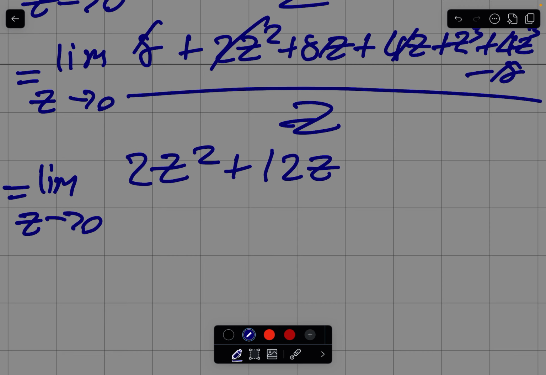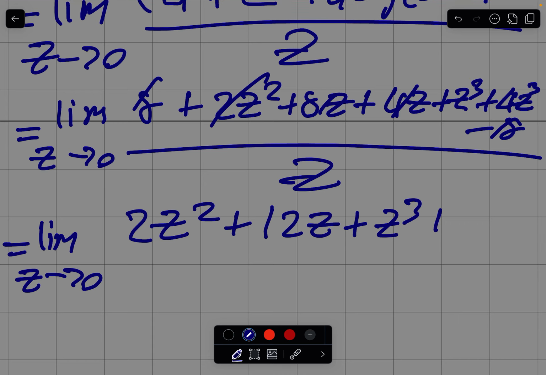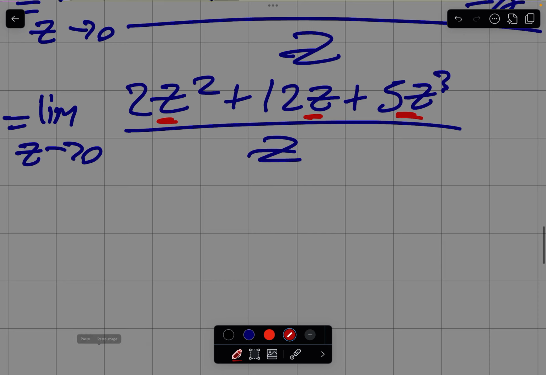You are done with this one, and this one, and this one. You are remaining with 2 z cubed and z cubed. Therefore, 1 plus 4 is 5, so you're going to have 5z cubed, all divided by z. Note that you have the common factor of z. Therefore, you're going to remove your common factor.